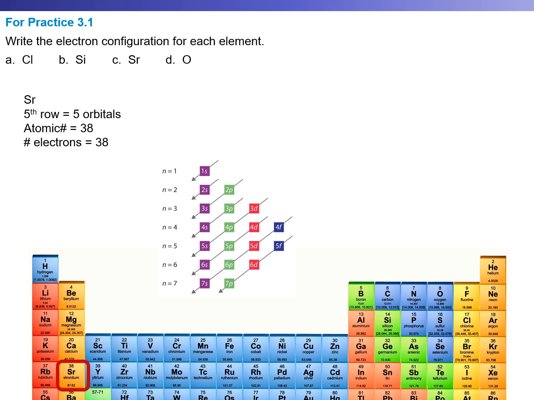All right, so we're going to fill the 1s first, and then we're going to fill 2s, and then we're going to fill 2p and then 3s, and then we're going to fill 3p, but we're not going to fill 3d. We're going to go to 4s, and then we're going to come back to 3d, and then we're going to fill 4p, and then we're going to fill 5s. And we stop with strontium at 5s.